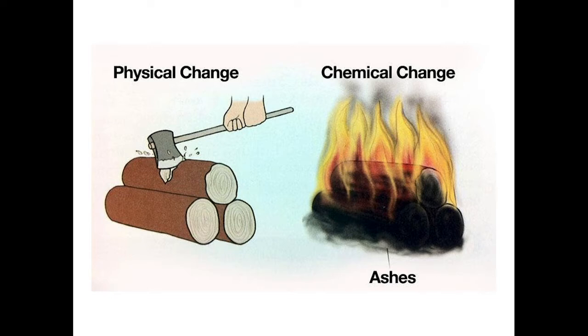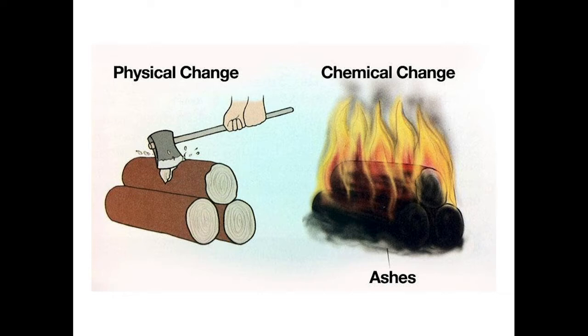When I'm doing an experiment with matter, you can think about it if I had a piece of paper, which is matter. It's solid. A physical change would be me ripping up that paper. I haven't changed the physical structure of the matter. The matter is still paper. All I've done is ripped it up into different size pieces. So it's still paper.